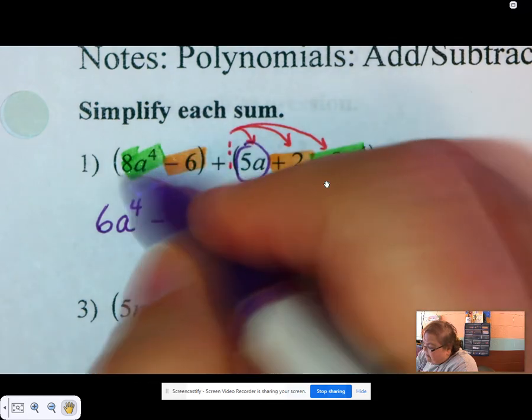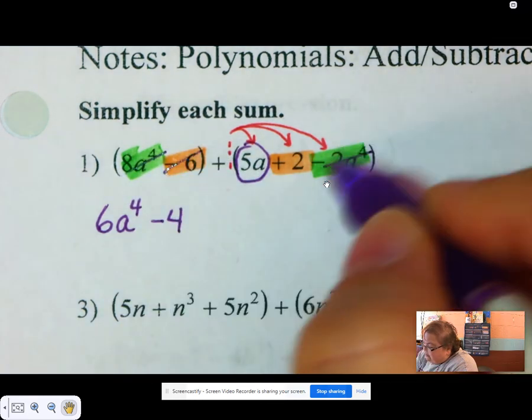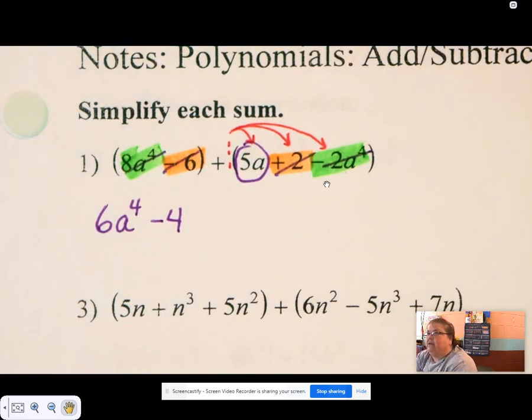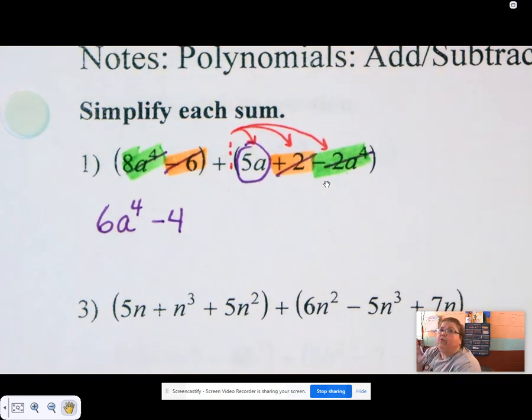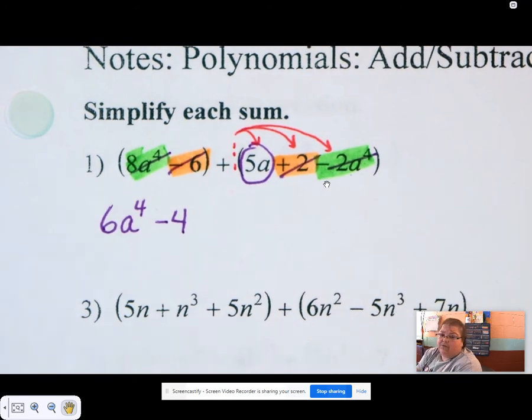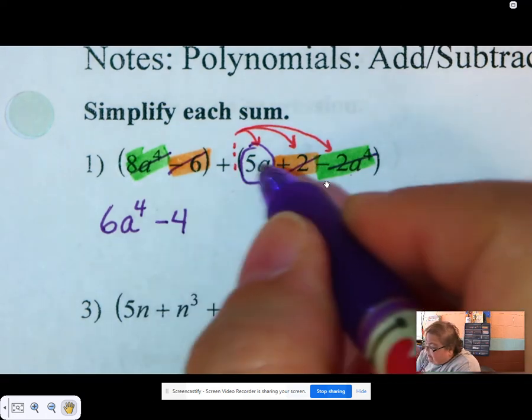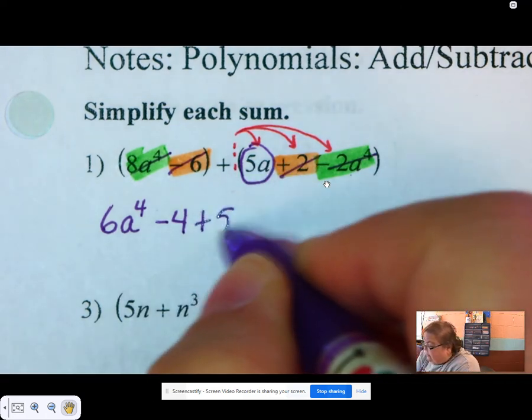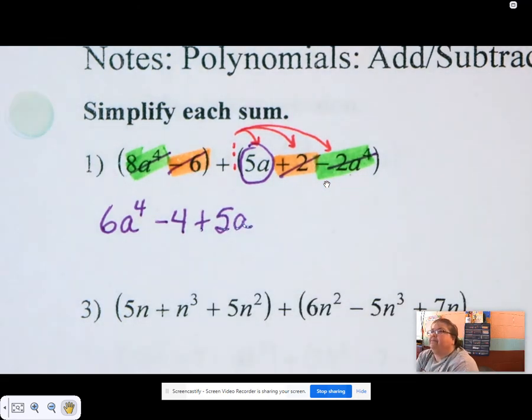And sometimes I just kind of like to mark them out so I can keep up with where I am. I do that sometimes too. So whatever works for you so that you can get those correct answers would be great. Okay. And then I'm just going to bring down my positive 5a.